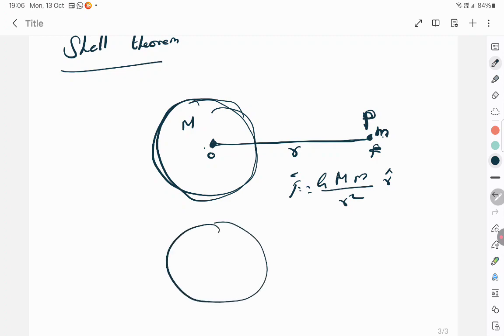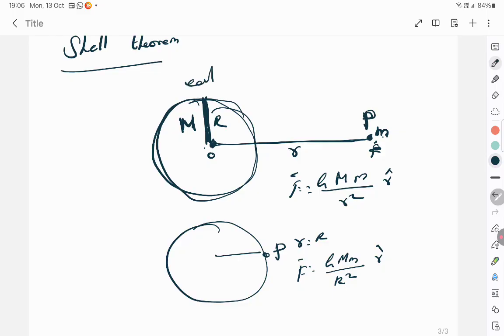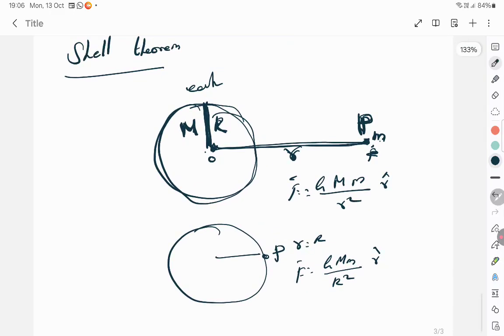Now what happens when this point P is located on the surface? The small r will be equal to capital R. If the point P is lying on the surface, small r becomes equal to capital R. Therefore, the force will be G capital M small m by capital R square. Capital R is the radius of the sphere. Capital M is the mass of the earth, the bigger sphere. Supposing this is earth, capital M is the mass of the earth, capital R is the radius of the earth. But small r is the position vector of any arbitrary point P. So replace small r square with capital R square.